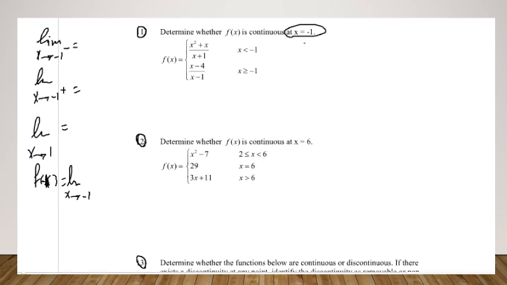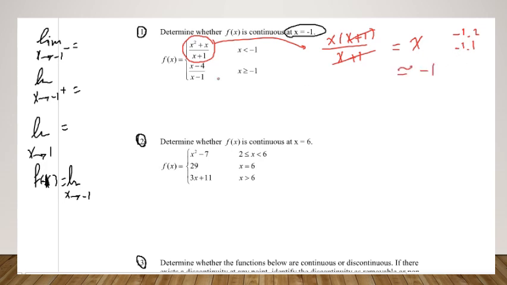So if I wanted to find the limit as x tends to negative 1 from the negative side, I need to plug it here. But if I plug it there, it will give me 0. But if I take x as the highest common factor, it's going to be x. So if I plug in negative 1 or a number nearest to negative 1 from the negative side, for example, negative 1.1, negative 1.2, you will find that it's approximately negative 1. So the limit at negative 1 from the left-hand side is negative 1. Now I wanted to find the limit of x when it's greater than negative 1.